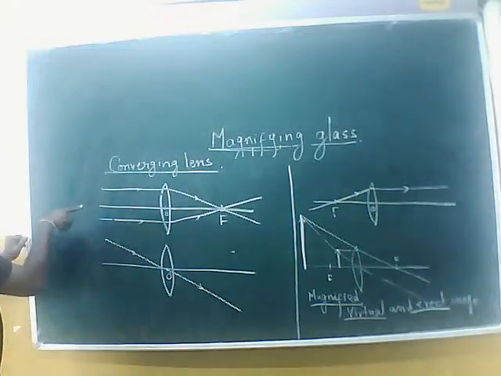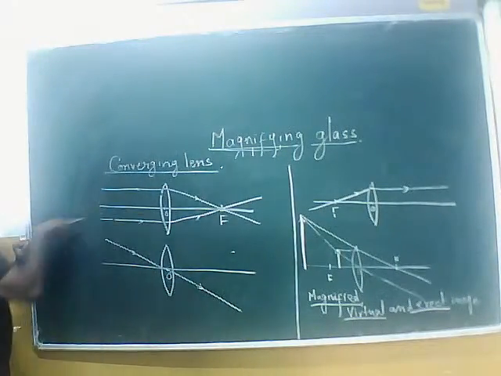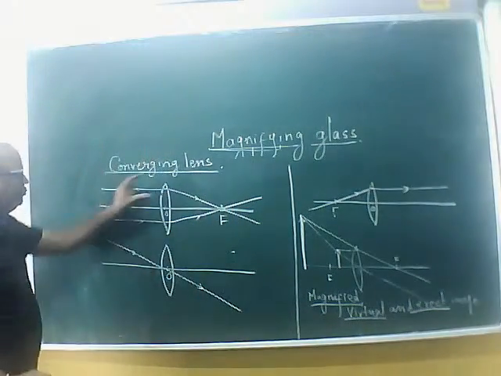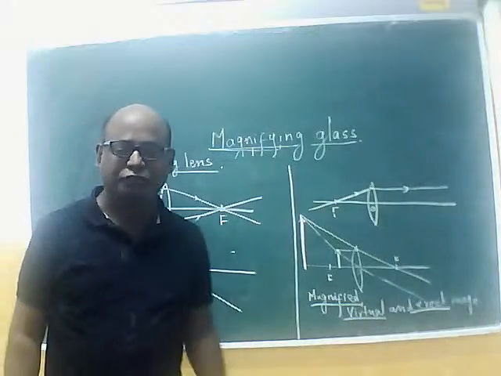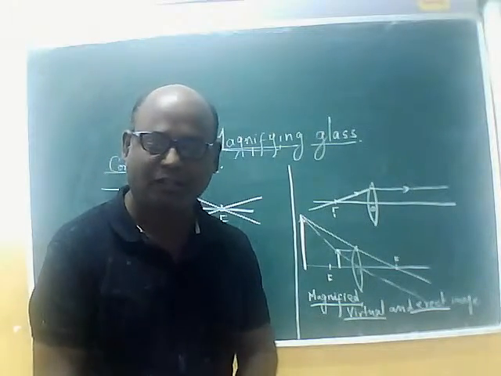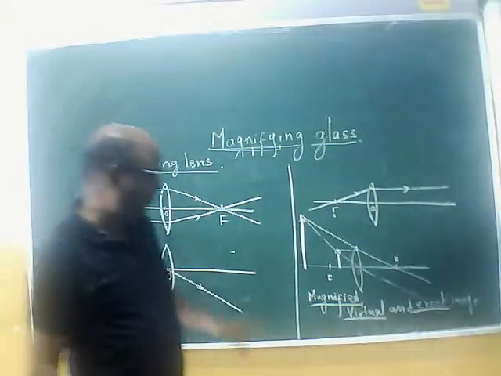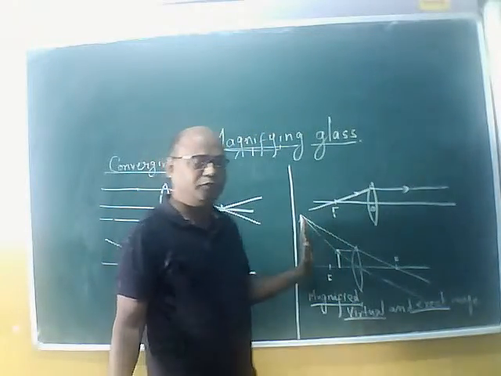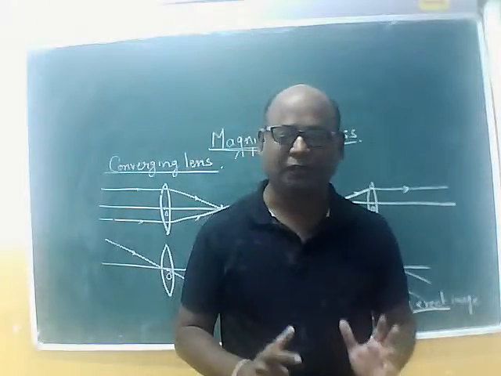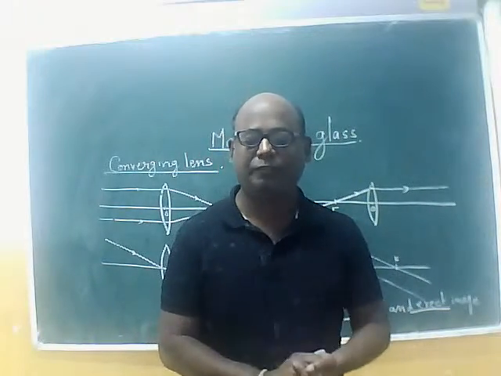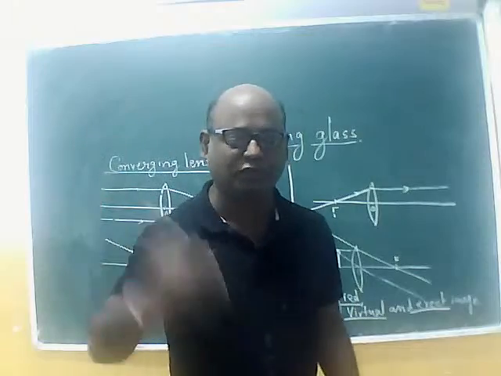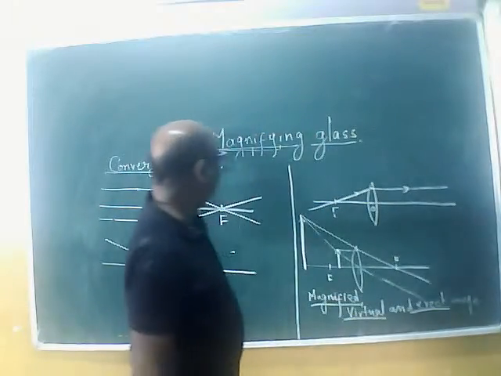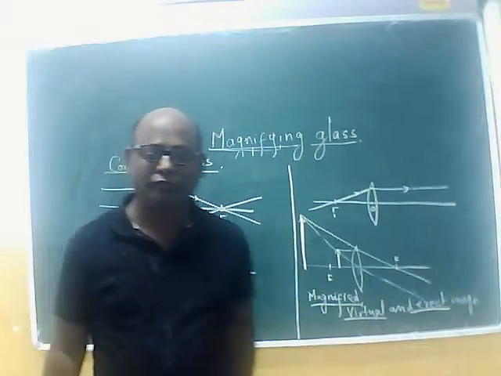Why? Because the rays coming parallel to this lens, after bending, meet at a point. So it is known as a converging lens. It is called a convex lens, also known as a converging lens, and if we keep the object near this lens, the image formed is enlarged, a magnified image. Erect and virtual image is formed. Virtual means which cannot be formed on the screen. Such an image is formed in the case of magnifying glasses, which are convex lenses.